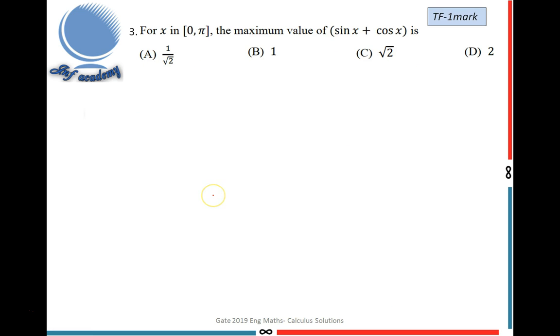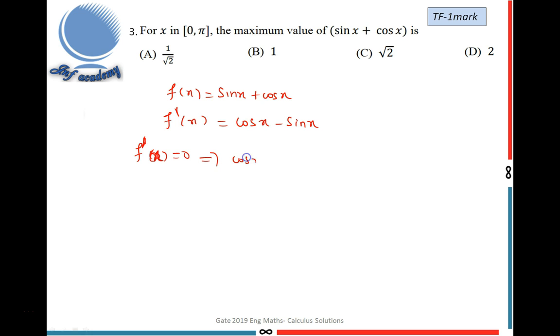Third problem is, for x in 0 comma pi, the maximum value of the function sin x plus cos x is what? This question is from the TF department. It has 1 mark. f of x equals sin x plus cos x. Next I find f dash of x. This is equal to cos x minus sin x. Next step is to find the critical point. Equate the function f dash of x equal to 0. I got cos x minus sin x equal to 0. So cos x equals sin x.